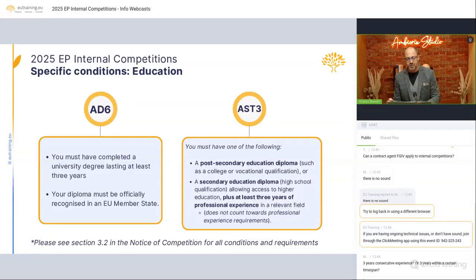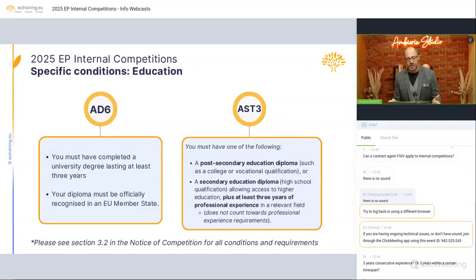Now, when it comes to the AST3, the educational bit is slightly more flexible and does not require you to have a university degree. Here, you need a post-secondary education diploma, which can be college or vocational qualification, but not a bachelor degree in a formalistic sense. Or it could be a high school degree. So it could be a secondary education degree plus 3 years of work experience. So if you graduated and then worked 3 years, you're good to go and you are eligible for the AST3. Now, the 3 years, anyways, you need to have it as such.